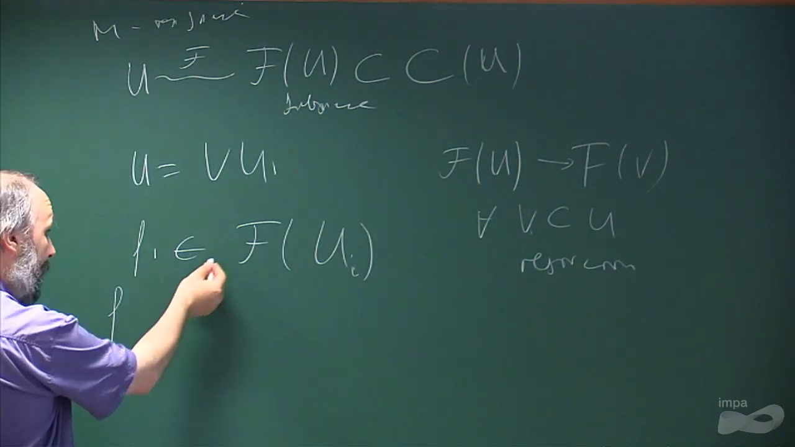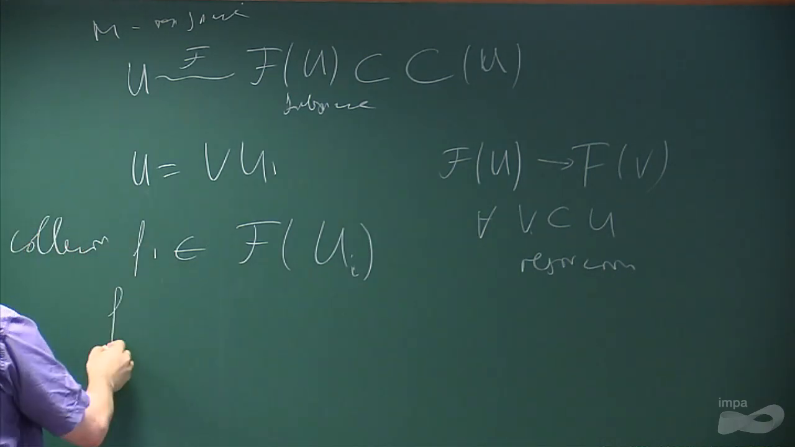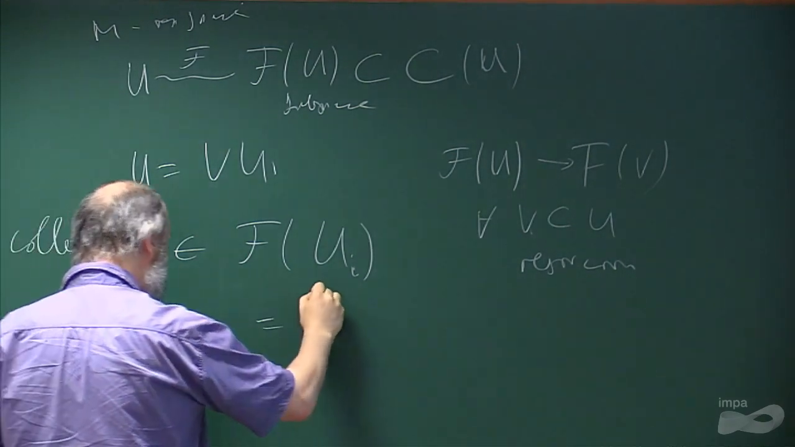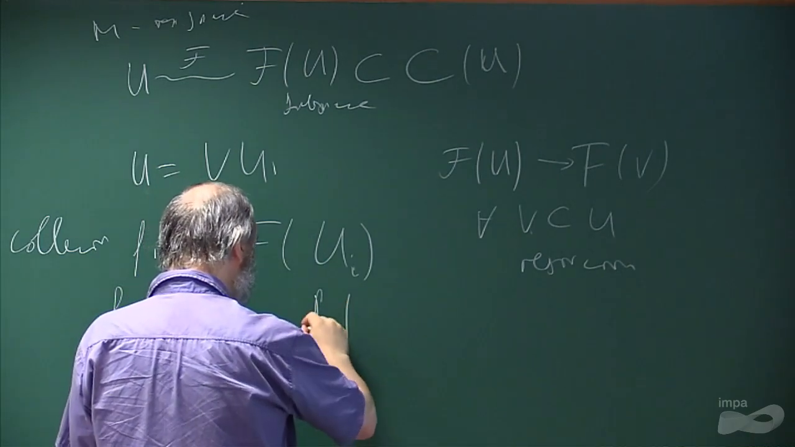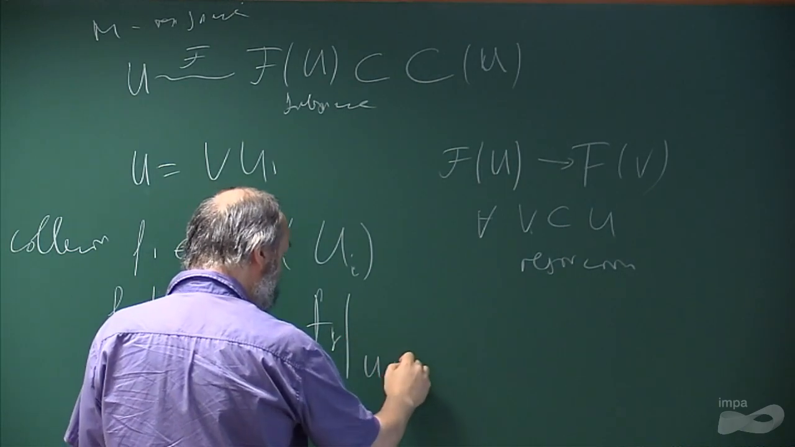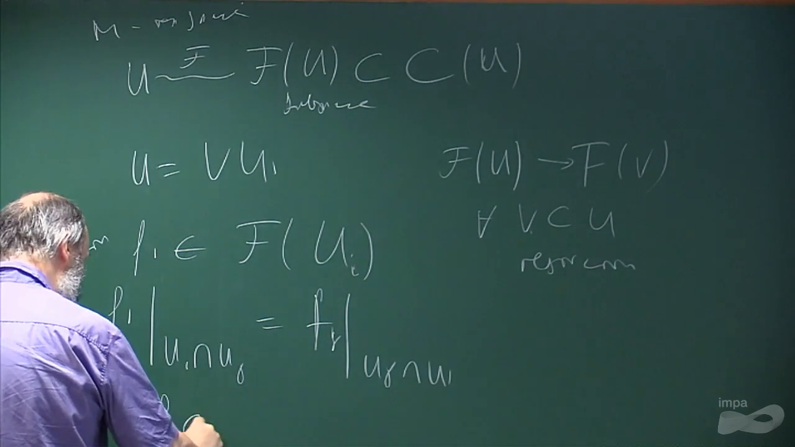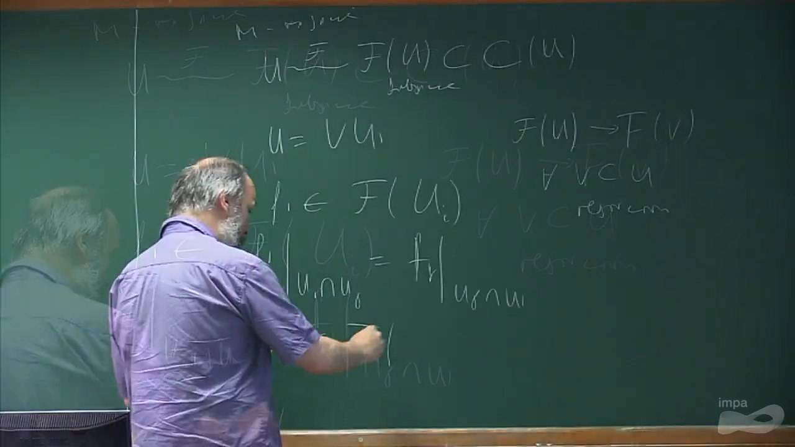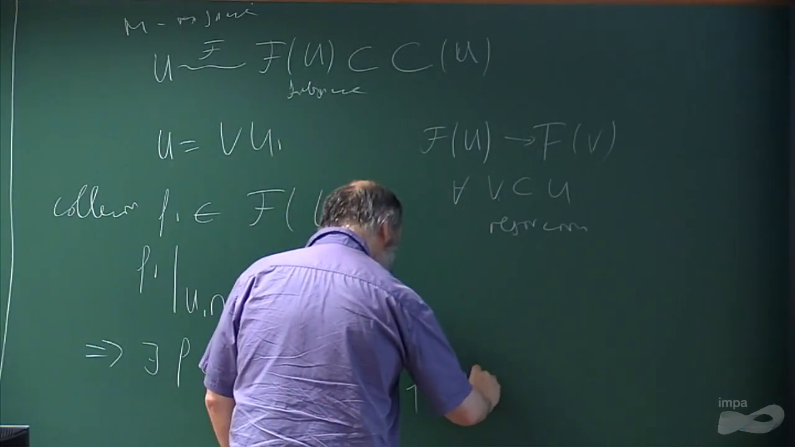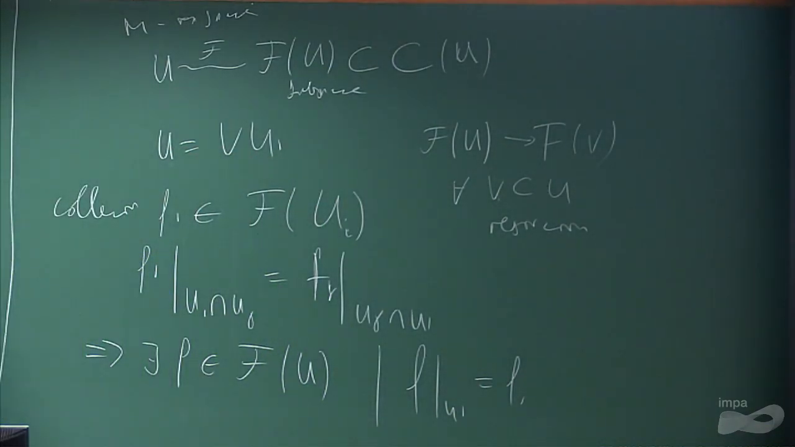And then if U is a union of Ui, and you have fi belonging to the set of sections of F over Ui, this is called the set of sections, and fi restricted to Ui intersected with Uj is equal to fj restricted to Uj intersected with Ui, then there exists f inside the space of sections of F over U, such that f restricted to Ui is fi. In other words, you can glue sections from open sets.